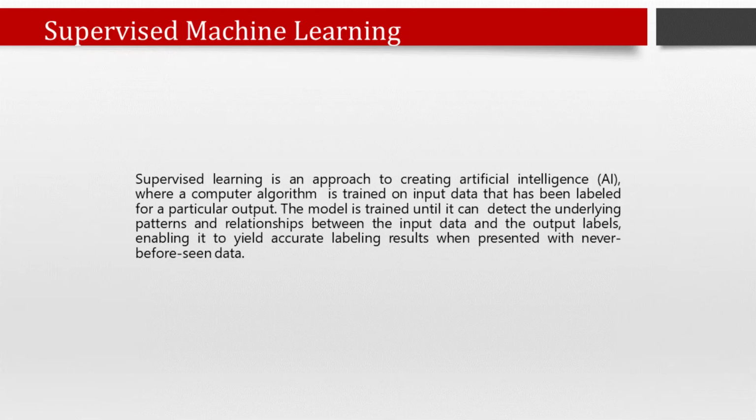Our next topic is supervised machine learning. This is a type of machine learning in which machines are trained using well-labeled training data, and on the basis of that data, machines predict the output. Labeled data means some input data is already tagged with the correct output.